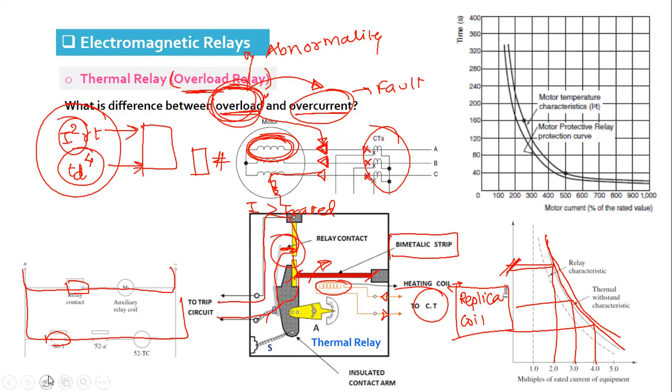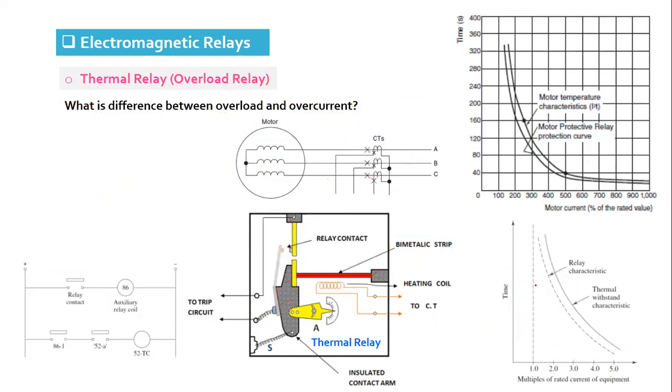Fine. The characteristic of the relay shall always be, I would say, below the characteristic of the equipment to be protected, and closely matched with it, so that it will protect the equipment. This is the time for which the equipment will be able to carry the overload, and this is the time by which the relay will trip. So this is called the overload protection of any equipment.